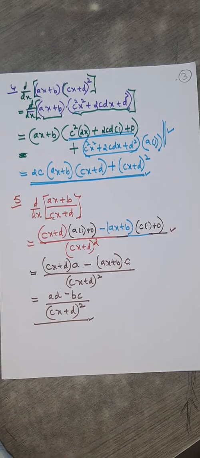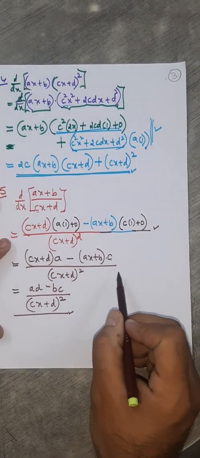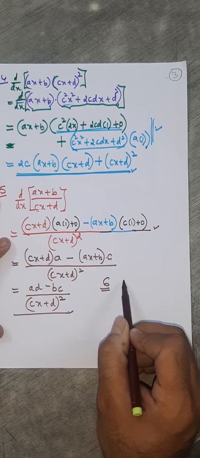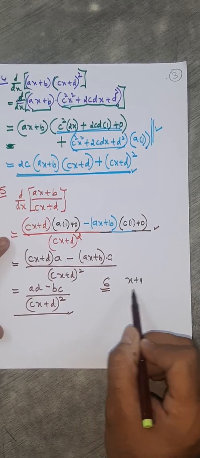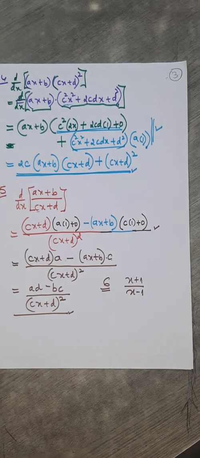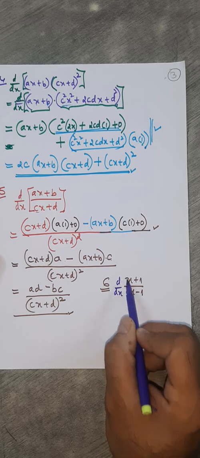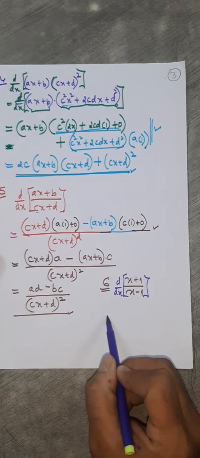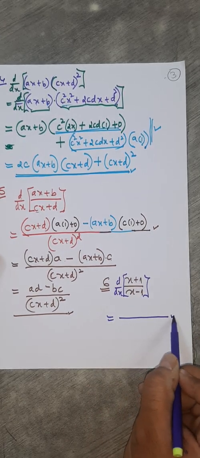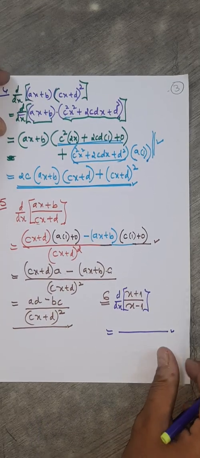Okay. What about the sixth question? Question number 6. There in the sixth question, if you simplify, you have (x plus 1) upon (x minus 1), just taking LCM. I hope this is correct. And then you differentiate it, d by dx of this function. Now do it and check the back side answer.